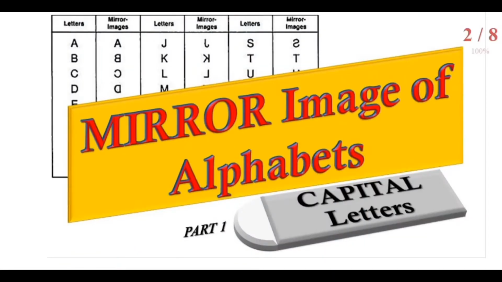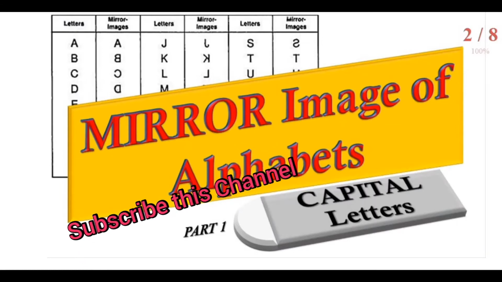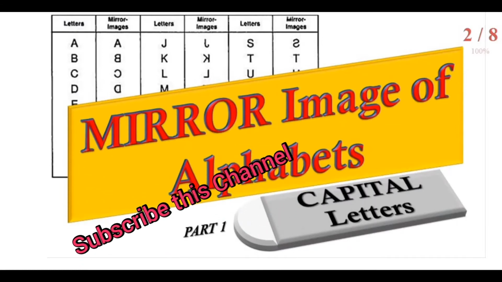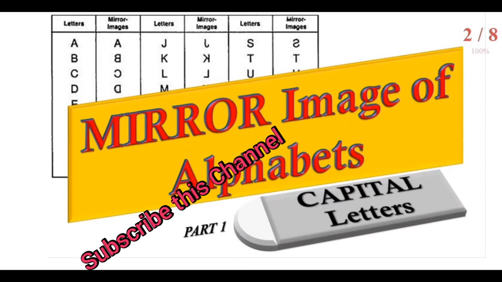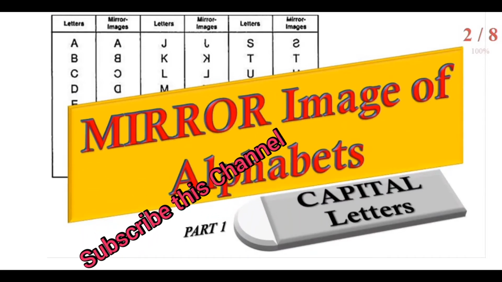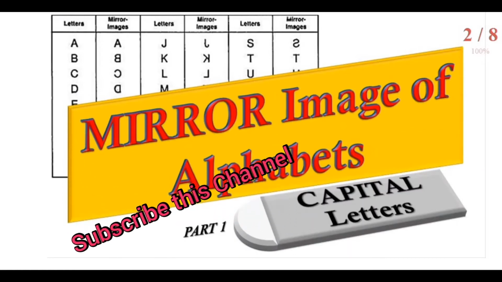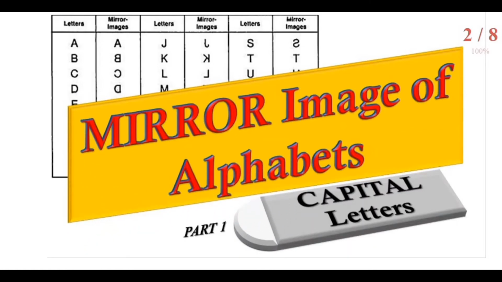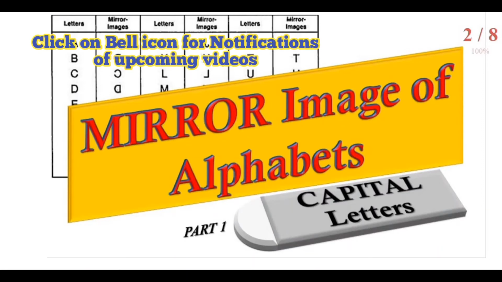Today we are going to see one important topic, data interpretation, where the mirror images of alphabets, the spatial aptitude section, we are going to see. In this lecture we are going to see part 1, that is mirror images of capital letters. In the next part we are going to see the small letters, then numbers, combination of letters and numbers, and objects.